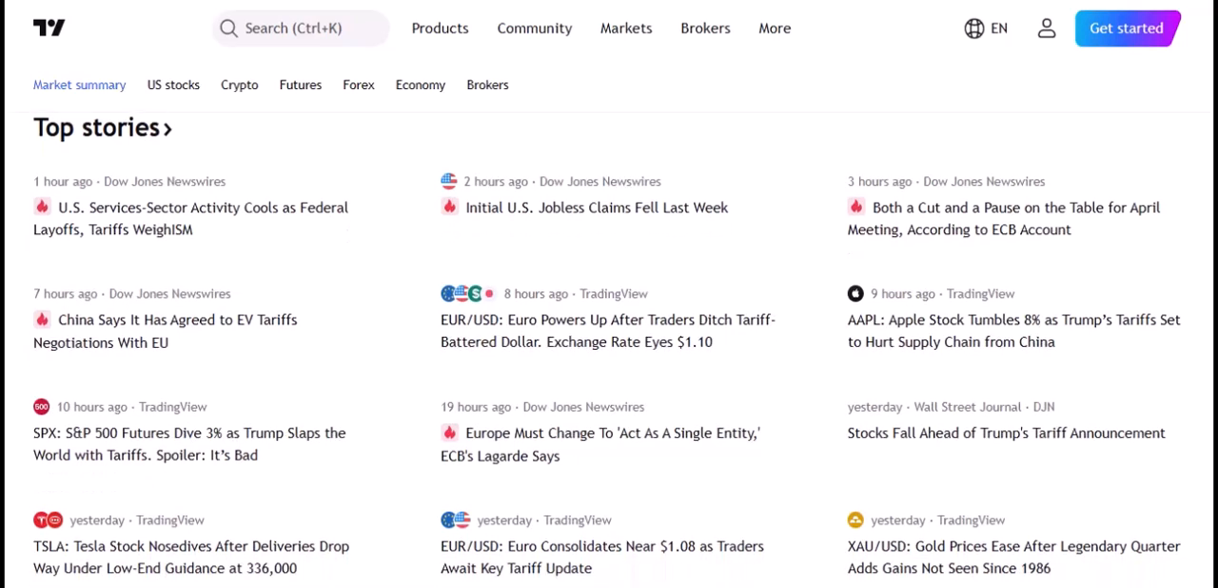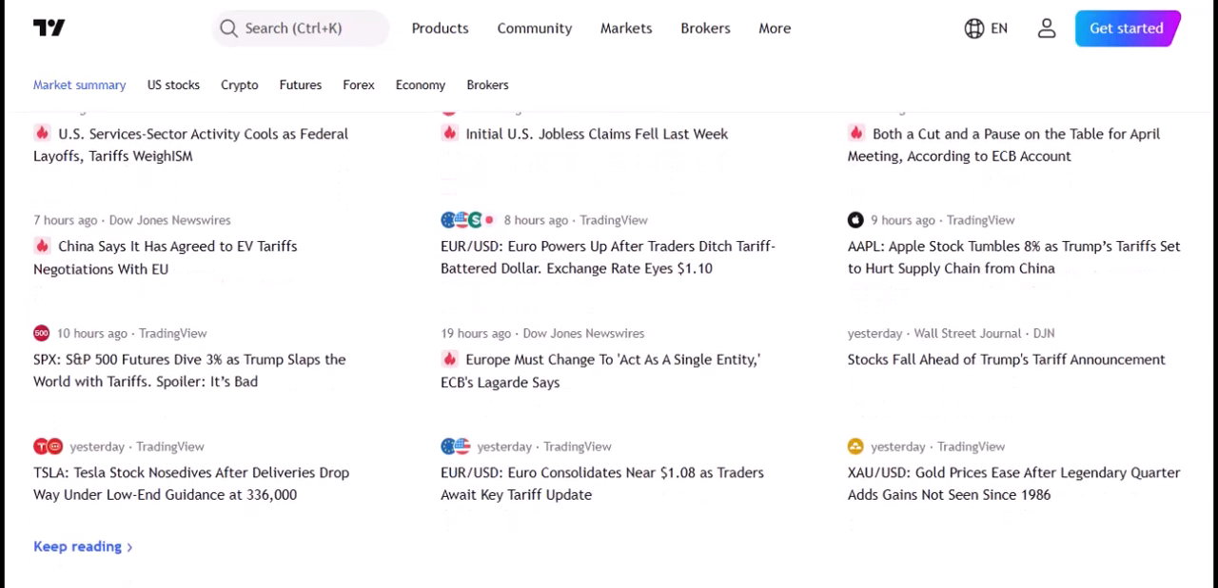Experiment with different combinations of indicators on TradingView. Backtest your strategies on historical data to see how they would have performed. Understand the limitations of each tool and learn to interpret their signals within the broader market context. The real power lies not in a single indicator, but in your ability to analyze the market using a well-rounded approach.